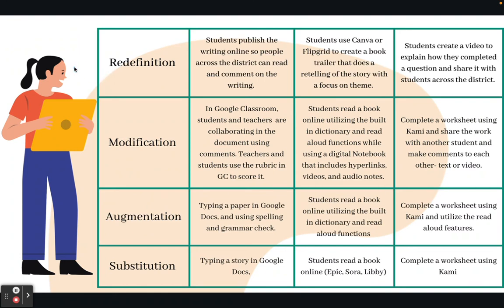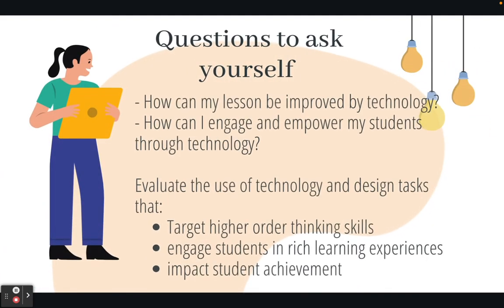So these are all ways, just a few examples of the way that you can move up the SAMR model to think about how am I using technology in my classroom? How am I getting them to think more critically? How am I getting them to be creative? How am I getting them to communicate? So you think, how can I do all of those things using technology?